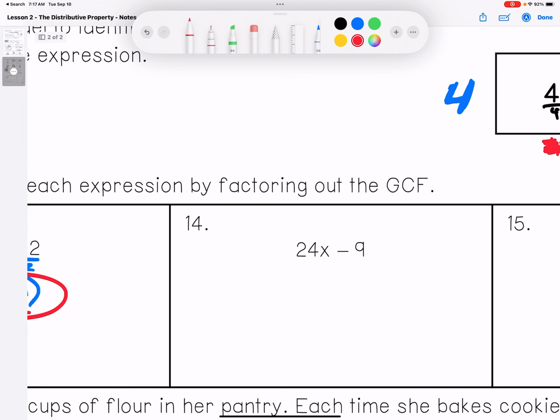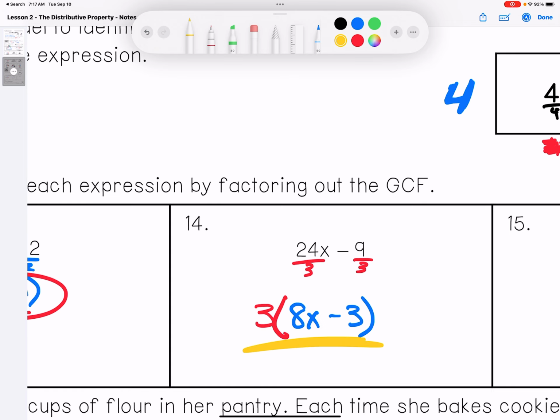What can we factor out of this one? I know we can factor out 1, but that don't do us any good. What else can we factor out? How about 3? So I'm going to take 3. 24x divided by 3 is 8x. 9 divided by 3 is 3. How do I know that's the greatest common factor? How do I know I chose the correct number?